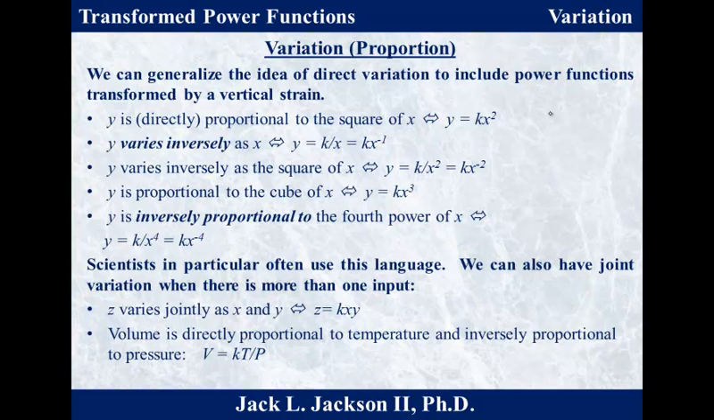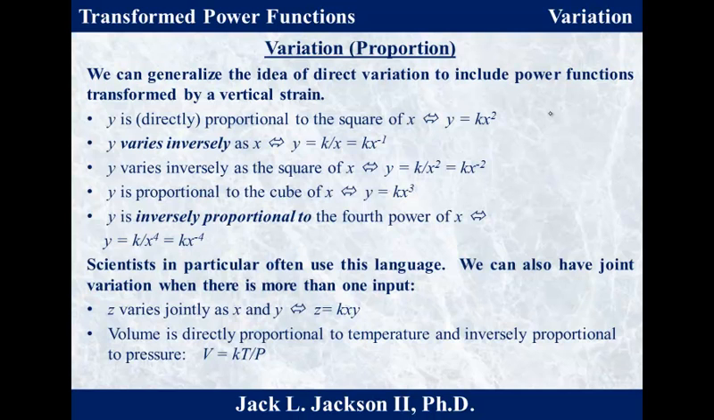We can also have what we call joint variation, when there's more than one input leading to an output. So if we have z varies jointly as x and y, that means z equals k. You don't see the word inverse, so it's all multiplication: jointly as x and y, so you multiply by both x and y. Z varies jointly as x and y means z equals some constant times x times y.